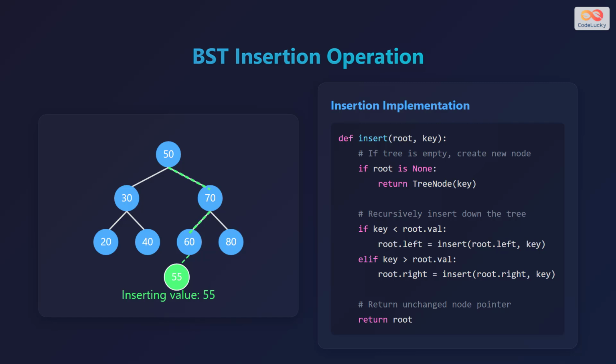If the key is less than the root's value, we recursively call the insert function on the left subtree. If the key is greater than the root's value, we recursively call the insert function on the right subtree. Finally, we return the unchanged node pointer. For example, the path is highlighted on the visualization to insert the value 55. The new node with the value 55 is inserted as the left child of 60.